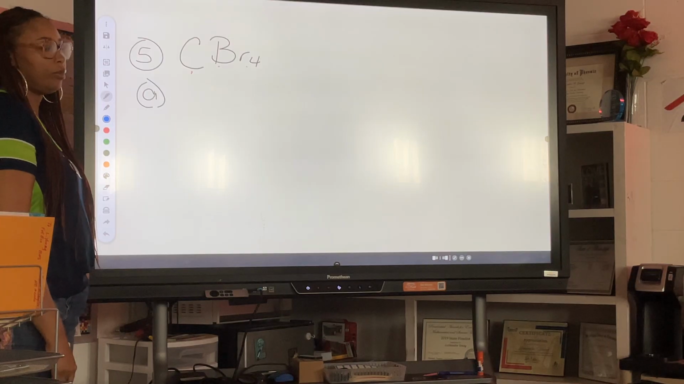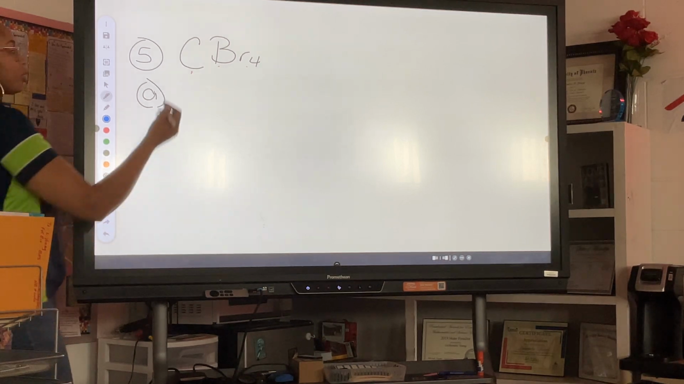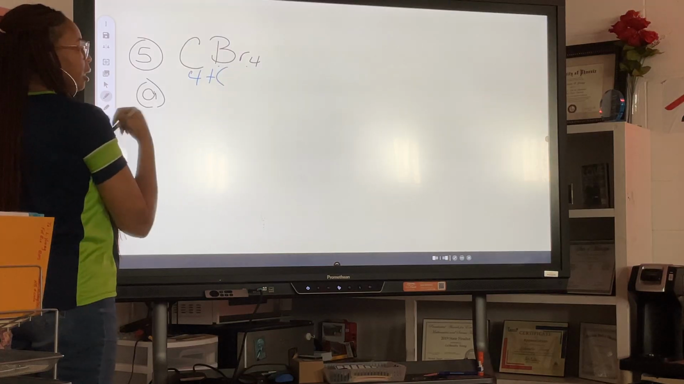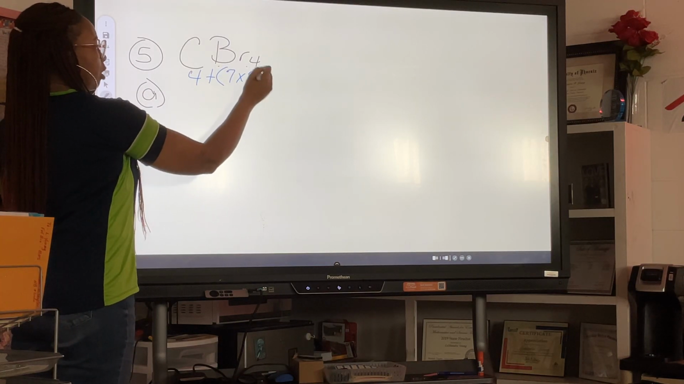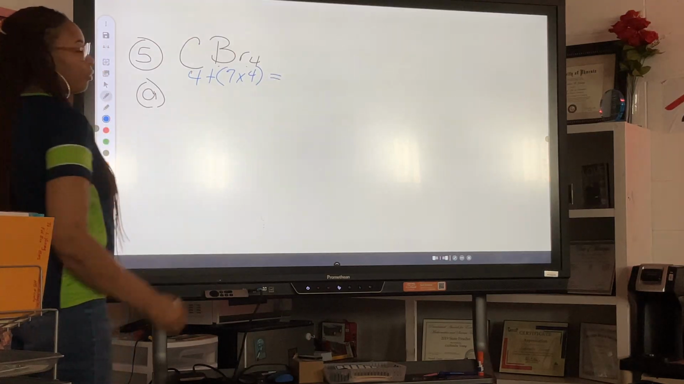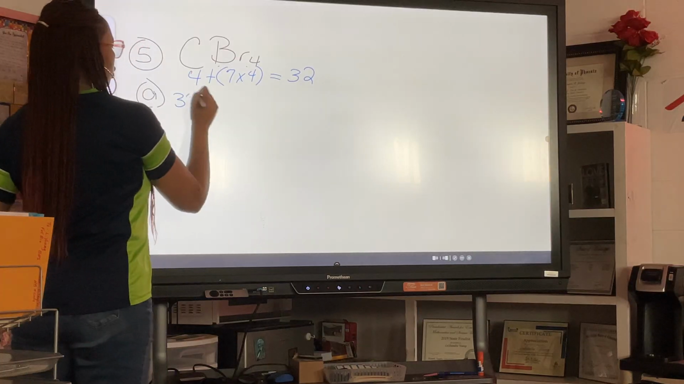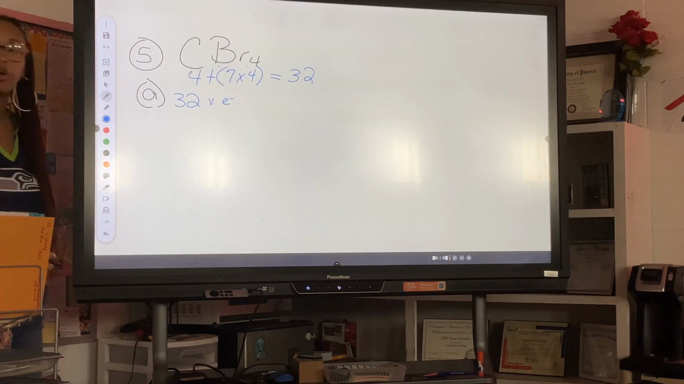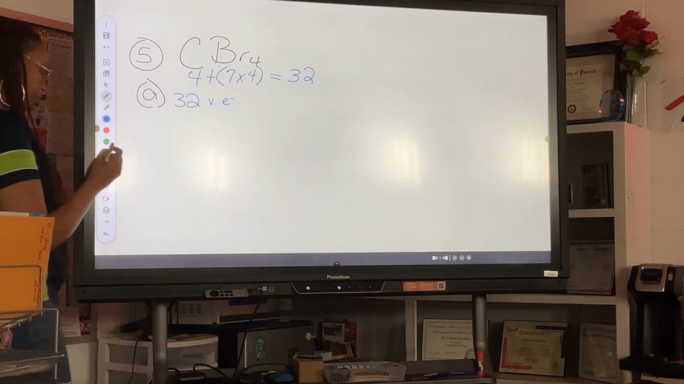So, carbon's 0. Okay, yeah. First you find the valences. First I find the valences. Okay, how many does carbon have? 4 plus bromine, which has how many? 7 times 4, which gives me a total of how many? 32. So I have a total of 32 valence electrons. Bromine needs 1 more. It has 7. Okay? Now what do I do next?